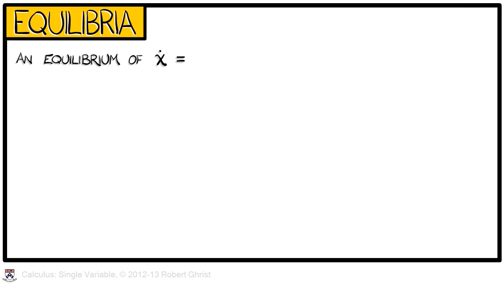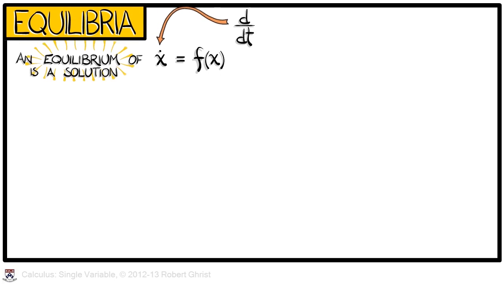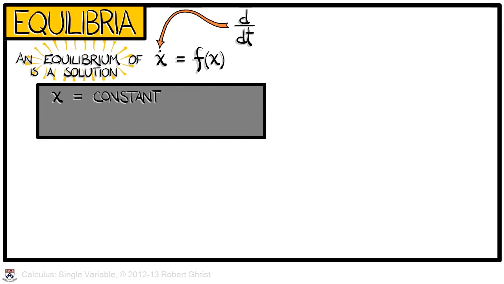Once the synchronization occurs, it is fixed and it never changes. This is an example of something called an equilibrium solution. More generally, an equilibrium of the differential equation x dot equals f of x is a solution of the form x of t is a constant. Otherwise said, dx/dt, or x dot, equals 0.